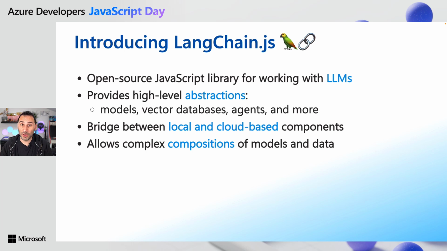What's also interesting with LangChain is that this abstraction allows you to easily move between a local prototype that's using local models and local databases, to a cloud-based model, just by swapping the components very quickly. And it's also part of the name: LangChain. The chain part means that it very easily allows you to create complex composition between models and data for more complicated use cases. And we'll see that in the demo just a bit later.